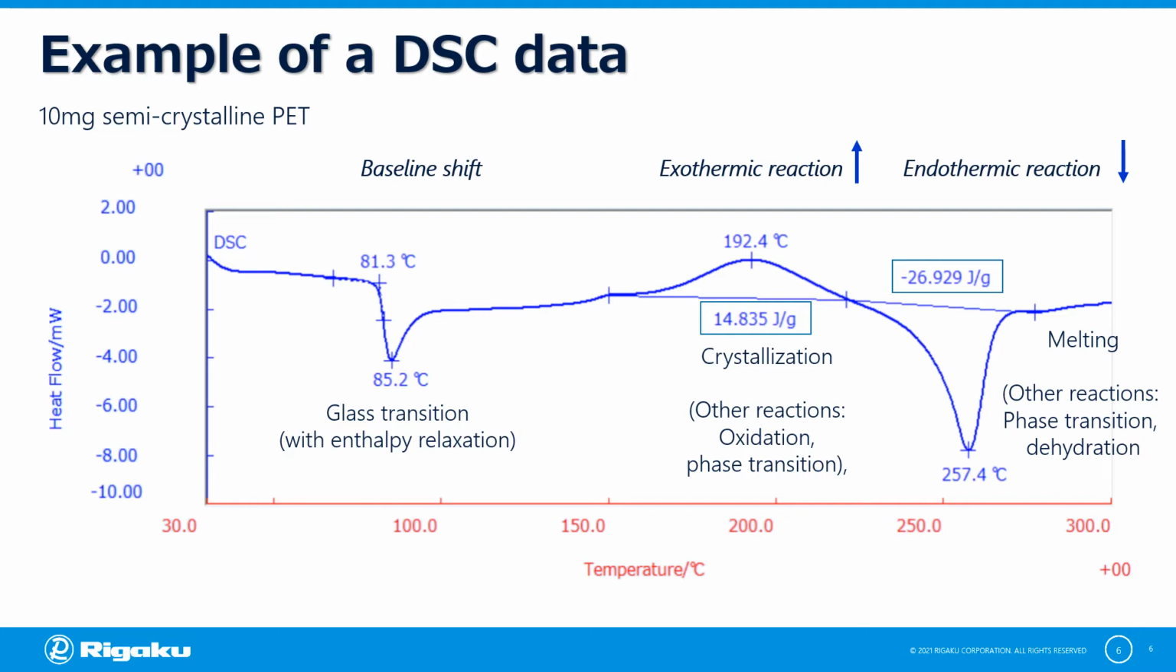This slide shows us an example of a DSC data plotted against temperature. From the DSC curve, we can observe a baseline shift due to glass transition commonly found in semicrystalline materials, while an upward peak indicates exothermic reaction due to the release of heat from a material, and a downward peak reveals endothermic reaction due to the absorption of thermal energy. The energy of these reactions are quantified and expressed in joules per gram.